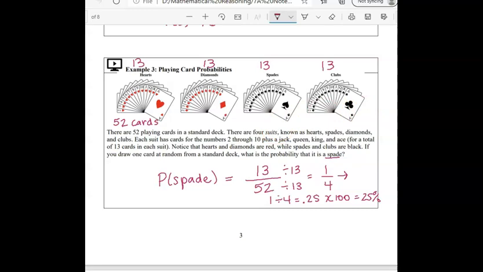Now, if we actually did this experiment, we might find, like I was showing you on the graphing calculator, that it's not exactly what we thought was going to happen. The more times I do it, the closer and closer I'm going to come to getting that 25%.